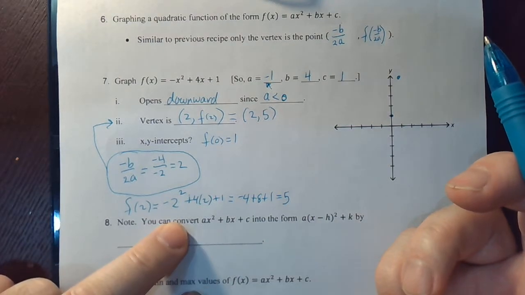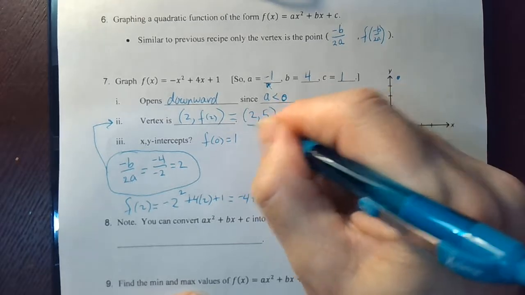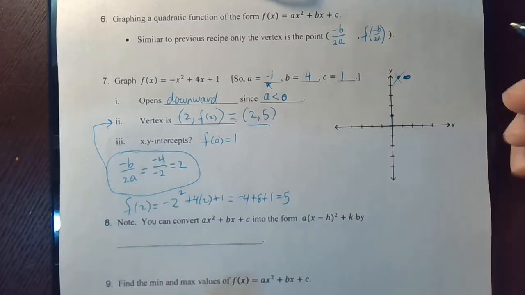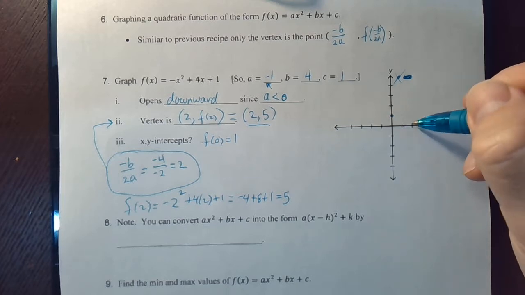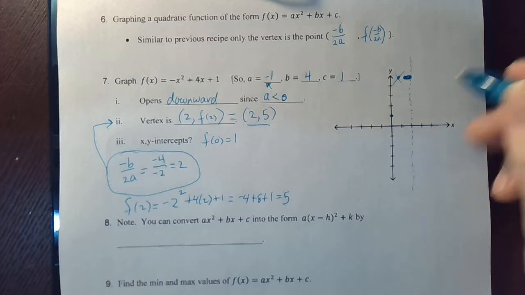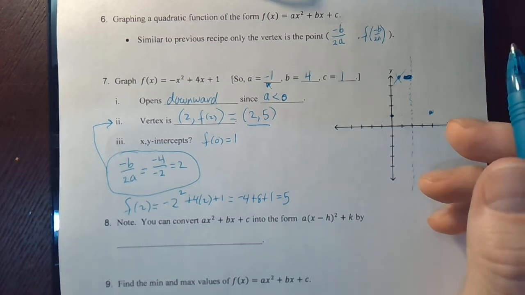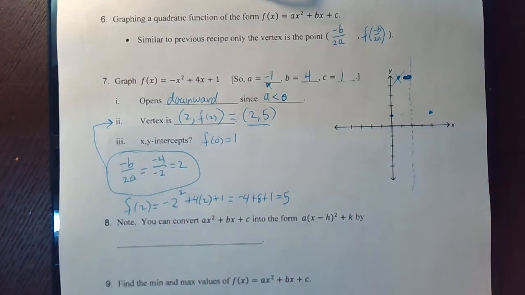And let me, sorry about that. I plotted the vertex incorrectly. It's 2, 5. So that point should not be there. 2, 5. I'm not a very good one there. I'm going to go ahead and plot the axis of symmetry. So this gives us a second point right there. The mirror image. And I'm going to compute the x-intercepts, but in a minute.